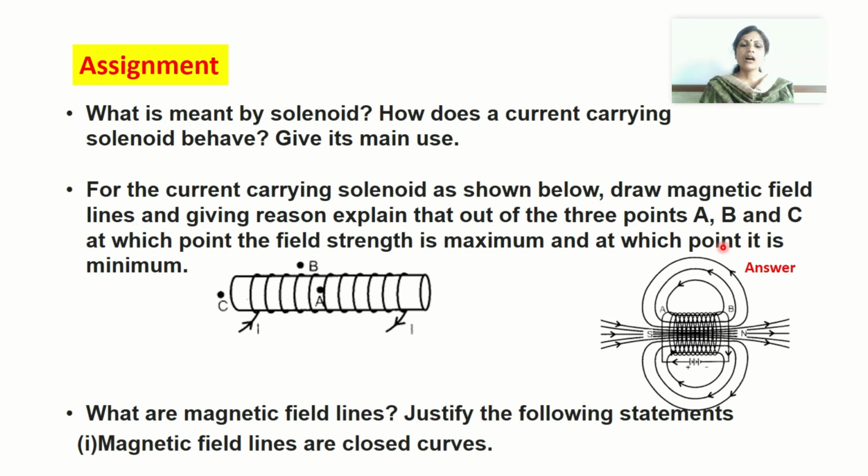Then, what are magnetic field lines? Justify the following statement: magnetic field lines are closed curves. I told you to remember this. How will you justify that? They emerge from one end and merge at the other end, and inside the solenoid or a magnet, they go from the south to the north end. This is how you will find out the answer. Clear? So I hope you will complete the assignment and keep the stuff ready.